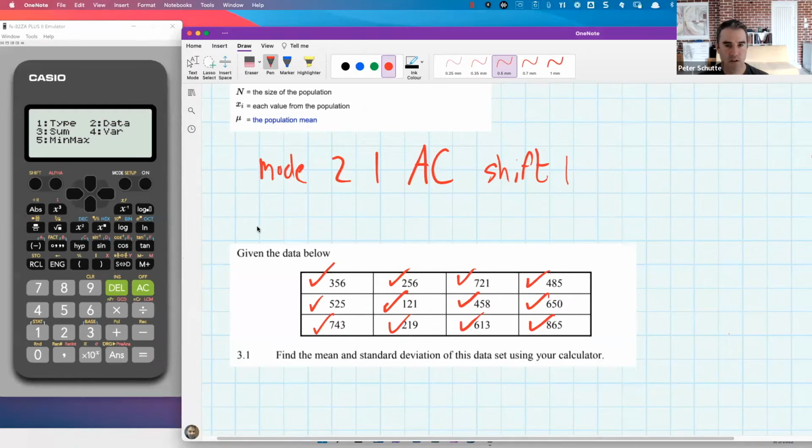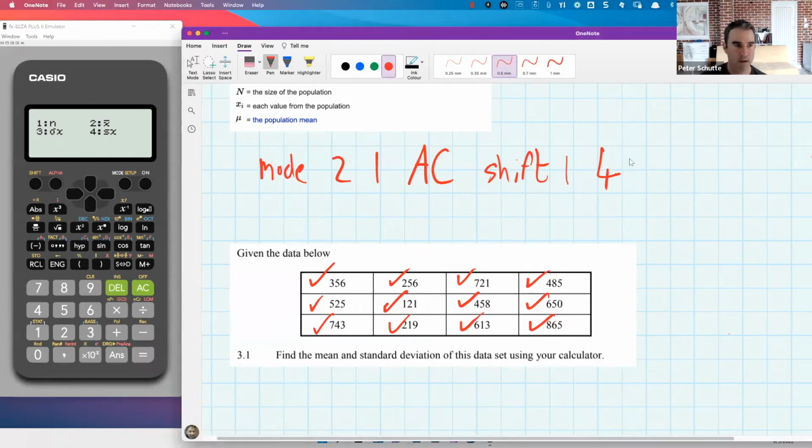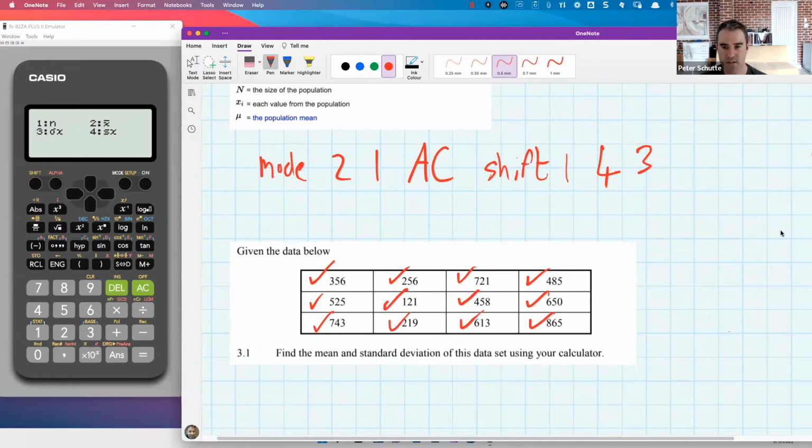Then the part of the window that you want is 4 again. It's that var thing. So shift 1 and then 4. And then you get this set of choices. Now, if you choose the number 3, you are going to get the standard deviation. If you choose the number 2, you would get the mean. Because I want the mean and the standard deviation, but I want you guys to get, let's see what we get.